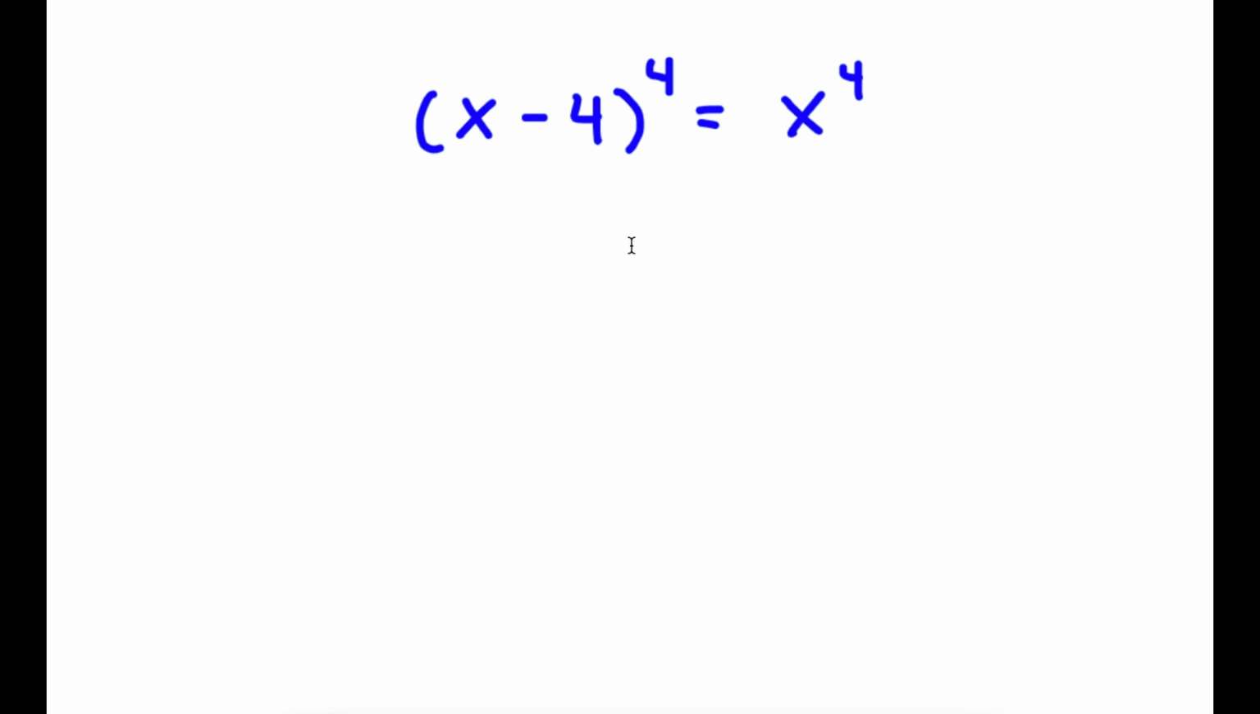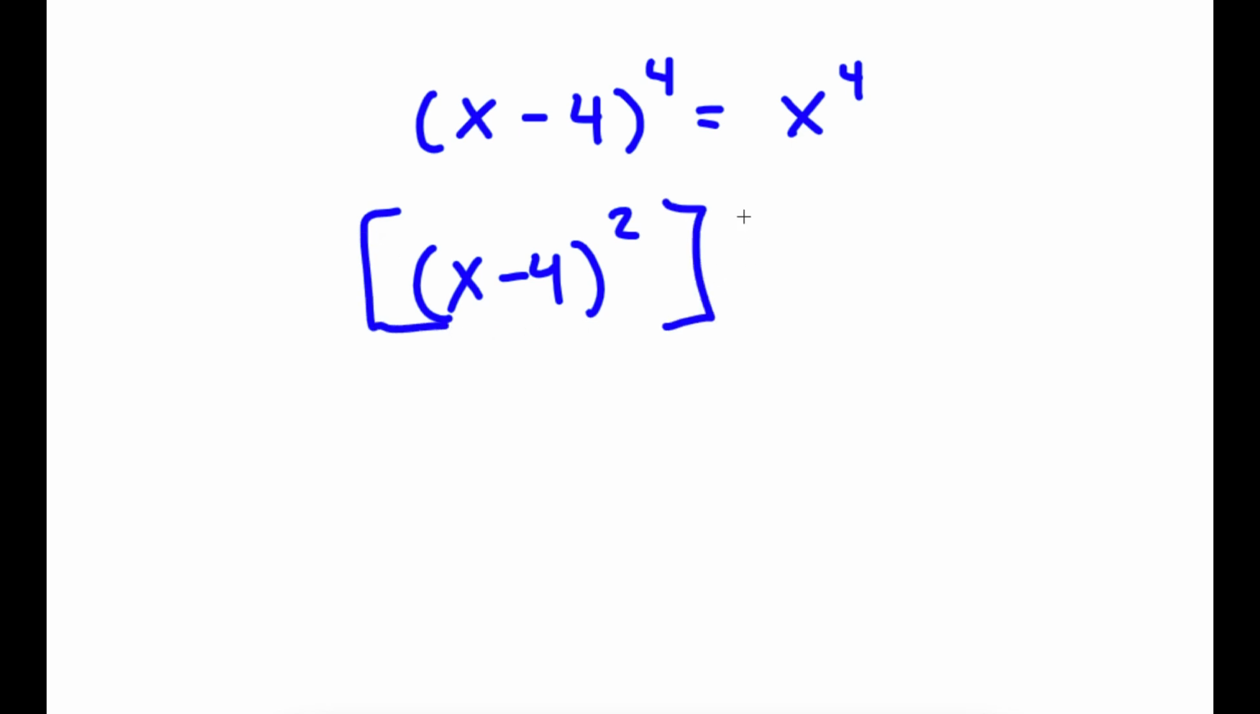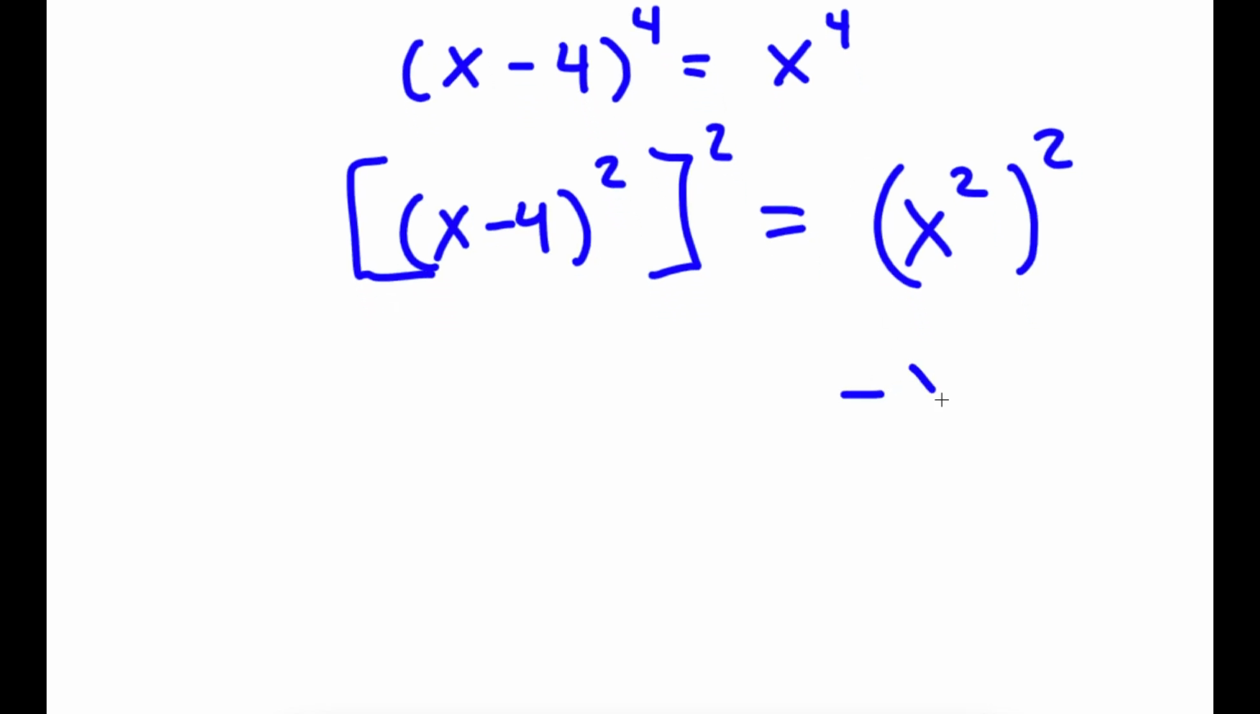Alright, so in this problem, I have (x - 4)^4 is equal to x^4. So to solve this, I'm going to first rewrite this as ((x - 4)^2)^2 is equal to (x^2)^2. Now I'm going to go ahead and subtract (x^2)^2 on both sides.